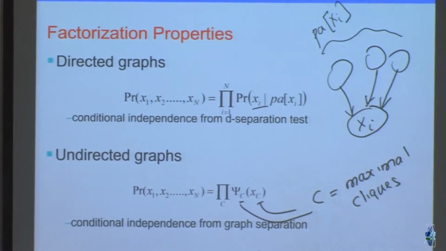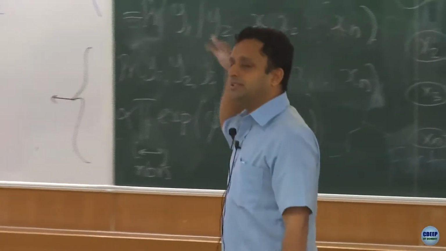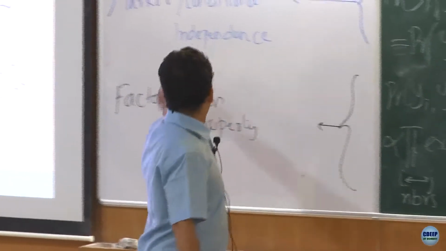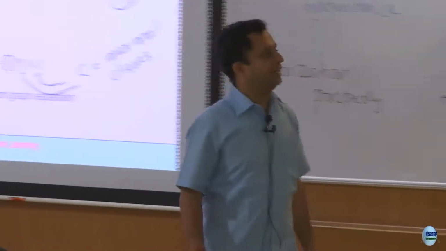So in the next class I will resume from this point. I will again do a little bit of brush up. We will show how intuitively this factorization gives you conditional independence in each case, in directed or undirected graphs.